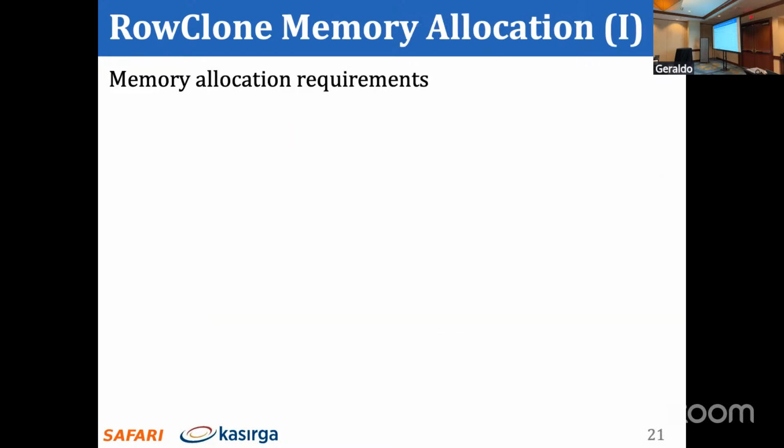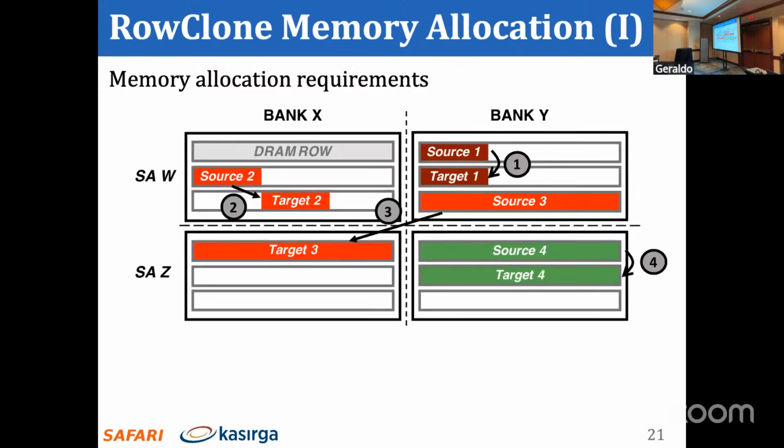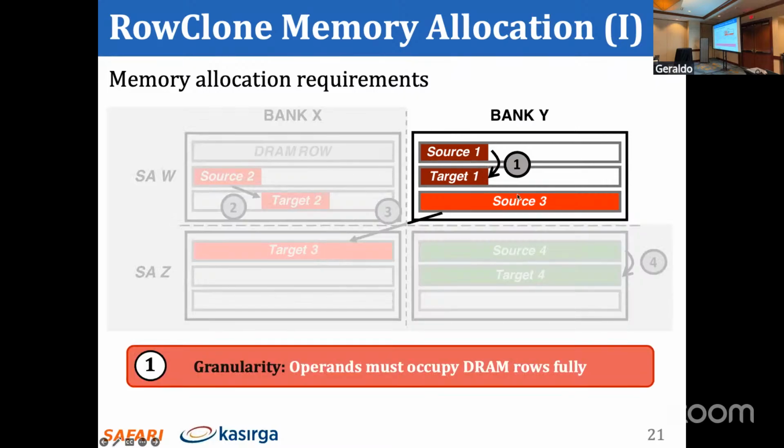As for the first challenge, we identify 3 memory allocation requirements. This is a simplified diagram of a DRAM chip with multiple banks and multiple subarrays. And here are some mappings in red that don't work. If you want to copy source 1 to target 1, you have a problem because your operands should ideally occupy the DRAM row completely, because when you do a copy operation, you're going to overwrite this data here with the data here, which is something you wouldn't want to do.